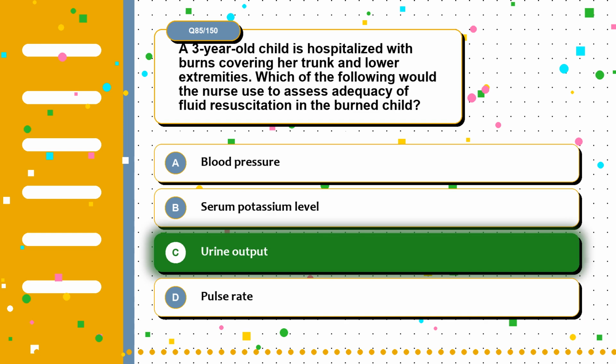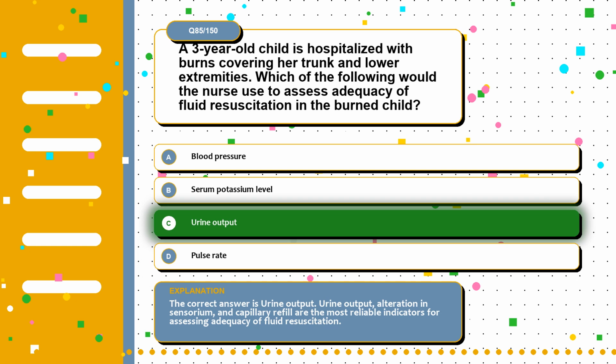The correct answer is option C, urine output. Urine output, alteration in sensorium, and capillary refill are the most reliable indicators for assessing adequacy of fluid resuscitation.